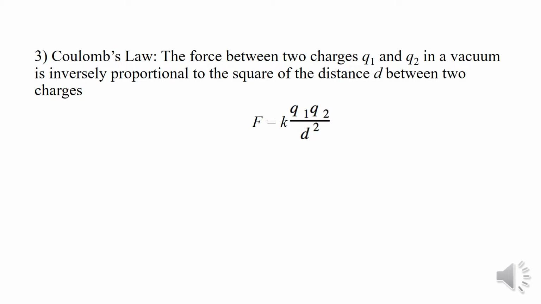A third law is Coulomb's law. This states that the force between two charges, q1 and q2, in a vacuum is inversely proportional to the square of the distance d between the two charges. The formula is F equals k q1 q2 all divided by d squared, where k is a constant. This formula is very similar to the formula for the law of universal gravitation from the previous slide.